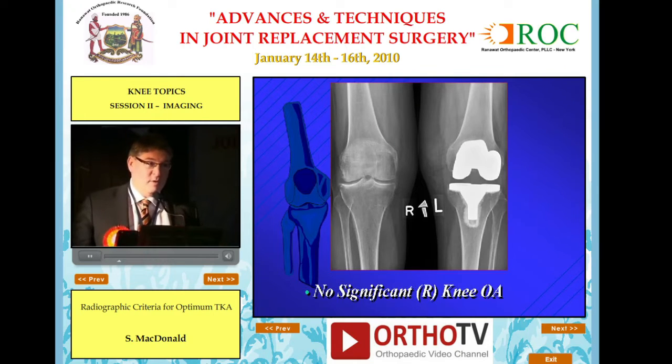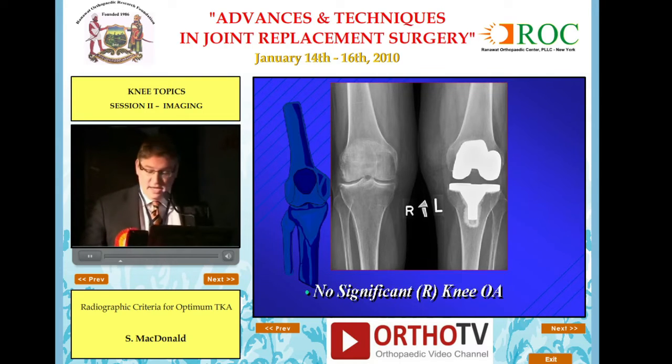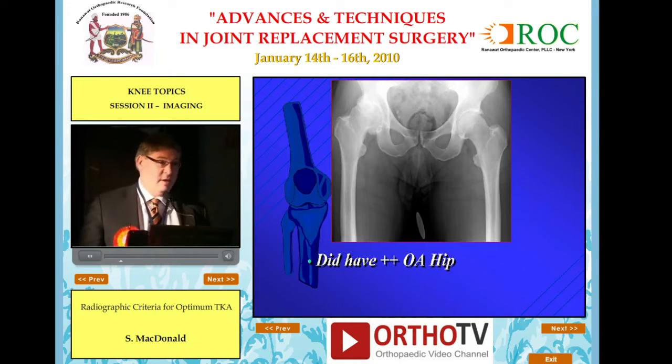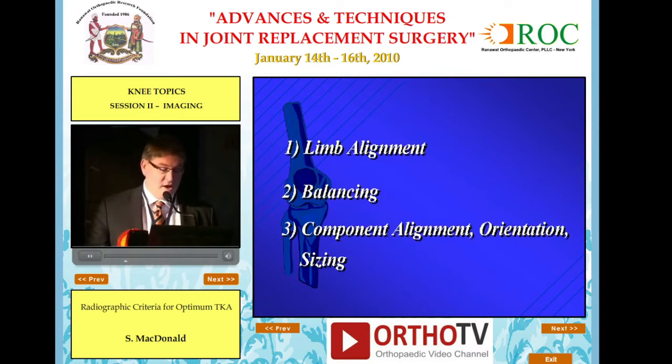There's the preoperative radiographs, and I won't disagree, there's a little bit of arthritis on that lateral side, but where there's a lot of arthritis is in that patient's hip. And so this patient had a total knee, and even in Canada, you can't do a total knee replacement for hip arthritis. It's not going to work. So this patient continued to have ongoing pain, simply because the surgeon went ahead and did a bilateral total knee. So that's preoperative. What do I look for when assessing postoperative films?